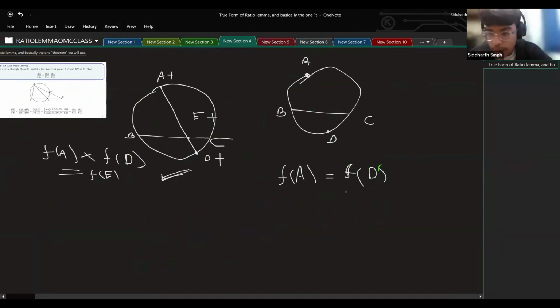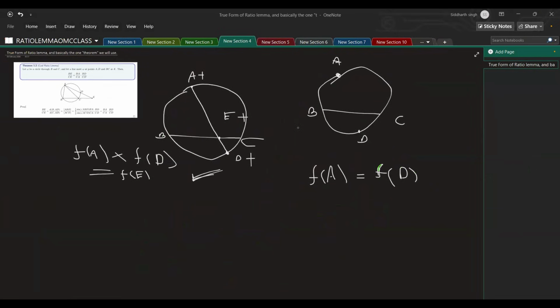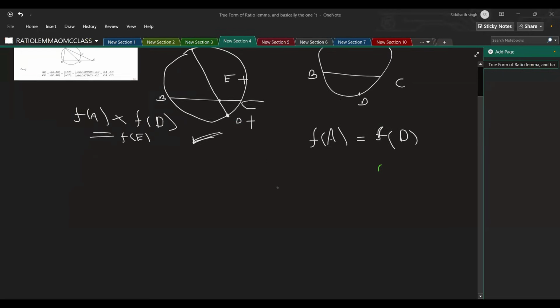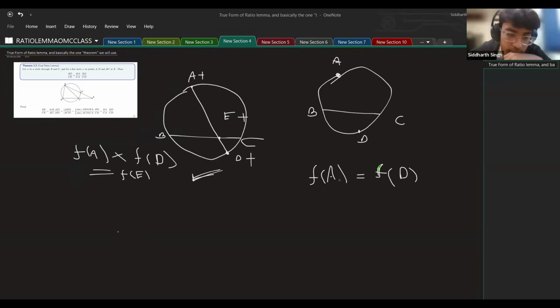f of D. What can we say about A and D? Are these the same points? Can anyone speak up? Usually I try to characterize points based on what the value of the function is, in the sense that in this case, even if f of A is equal to f of D, A is not D, right? A is the opposite. Yes, exactly. There are cases where A is not D.